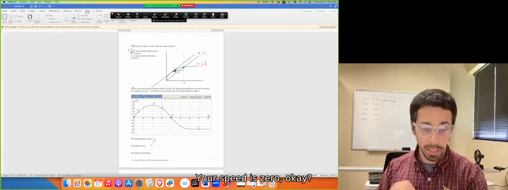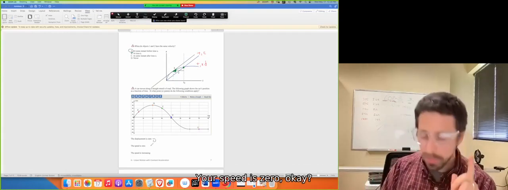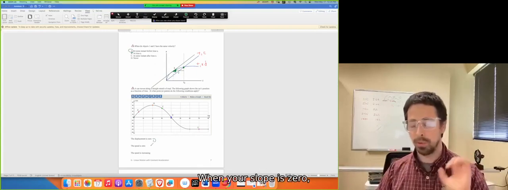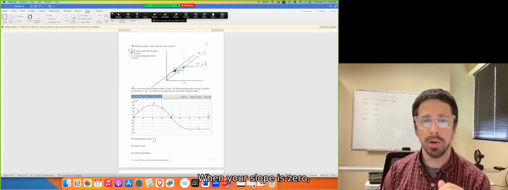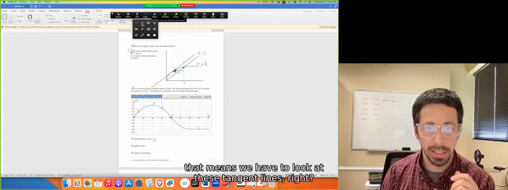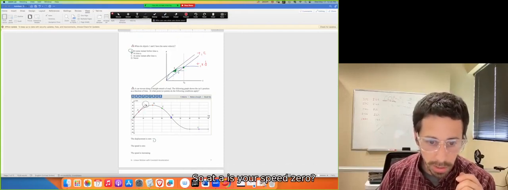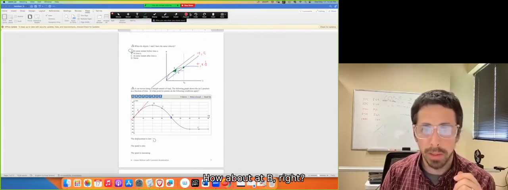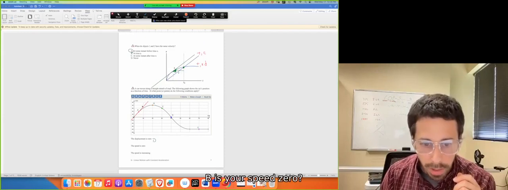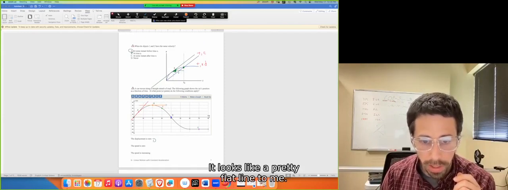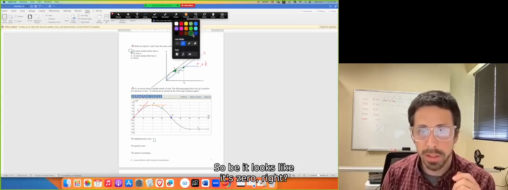Your speed is 0 when your slope is 0. That means we have to look at these tangent lines. So at A, is your speed 0? Nope, it's not 0. How about at B? Is your speed 0? That looks like a pretty flat line to me. So B looks like it's 0.